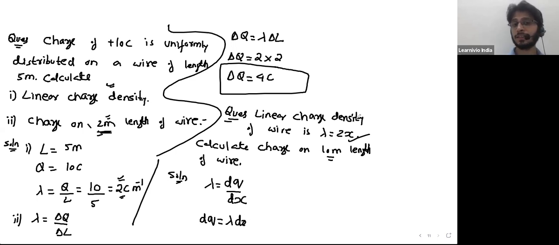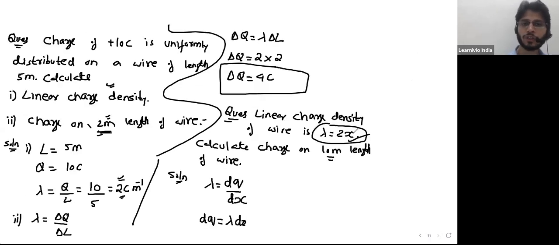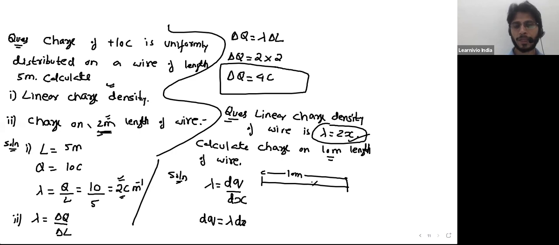See, the charge density is not uniform. The charge density is non-uniform now. So for the non-uniform charge density, we will be using this relation, but instead of delta, we will use the appropriate variable. Your lambda is a function of x, so I will use dx. So see what this dx exactly means. You have a wire of length 10 meter. I'm taking a very small section of the wire. The length of this small section is dx and the charge over this small section is dq.